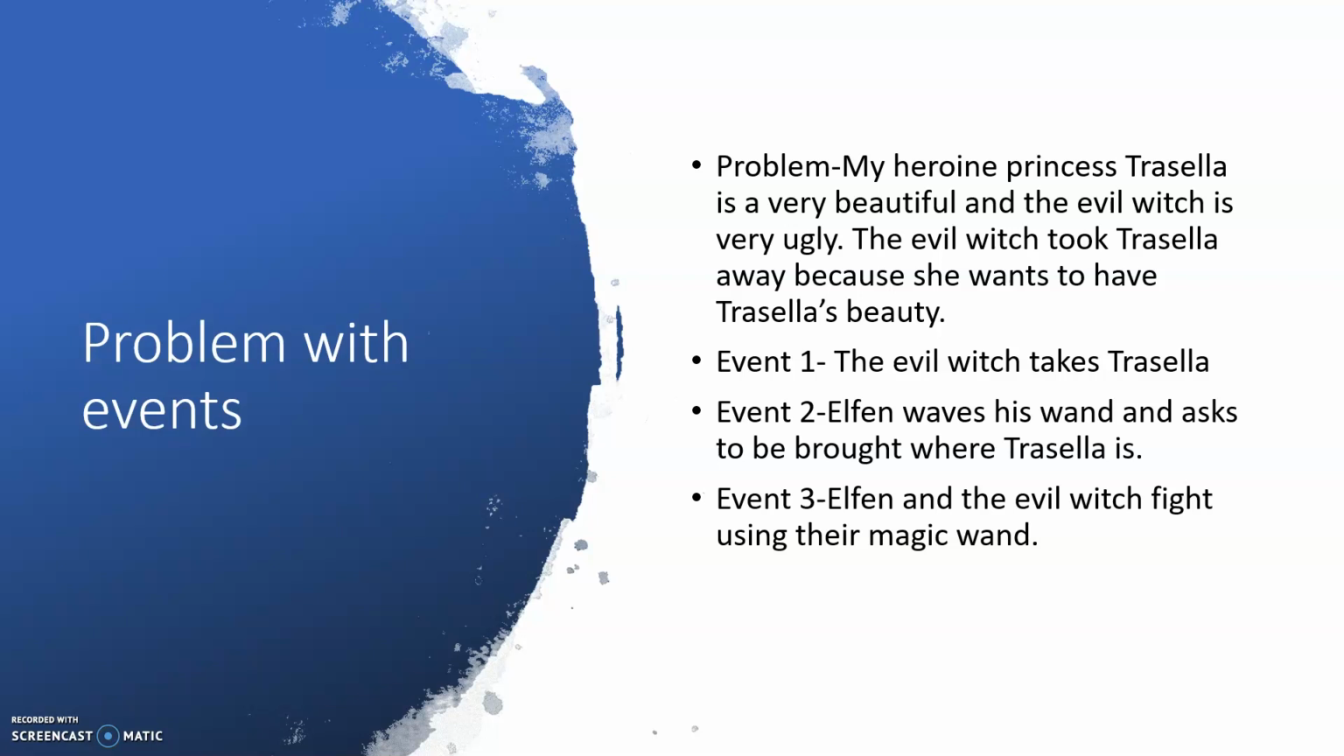Next, I'm going to talk about those 3 events that are going to lead to solving this problem. The first event is the evil witch comes and takes Tricella and locks her in her old house. The second event is Elfrin waves his wand and asks to be brought to where Tricella is. The third event is Elfrin and the evil witch fight using their magic wands.